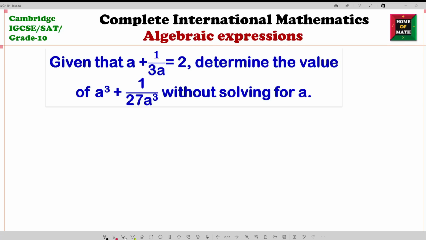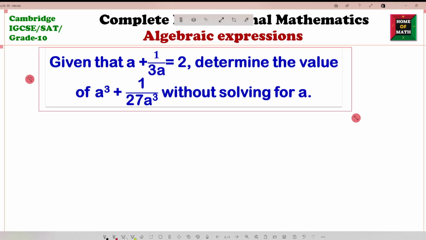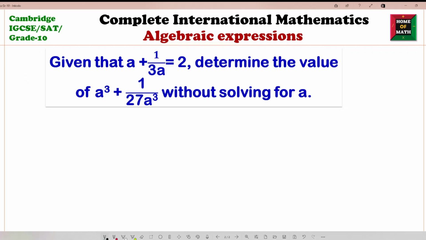Algebraic expression. Question is, given that a plus 1 by 3a equals 2, determine the value of a cube plus 1 divided by 27a cube without solving for a. So we have to find out the result, a cube plus 1 by 27a cube.